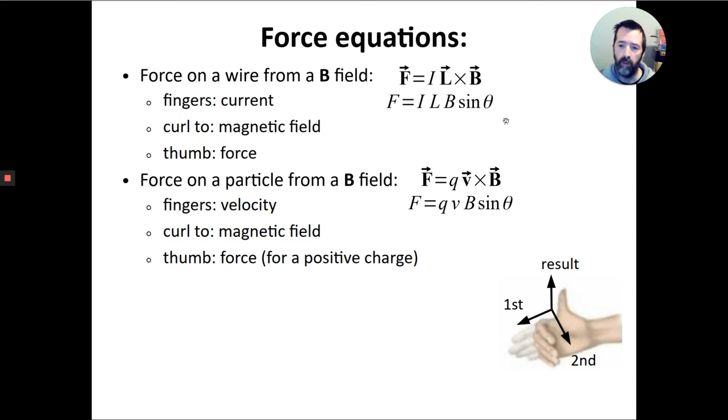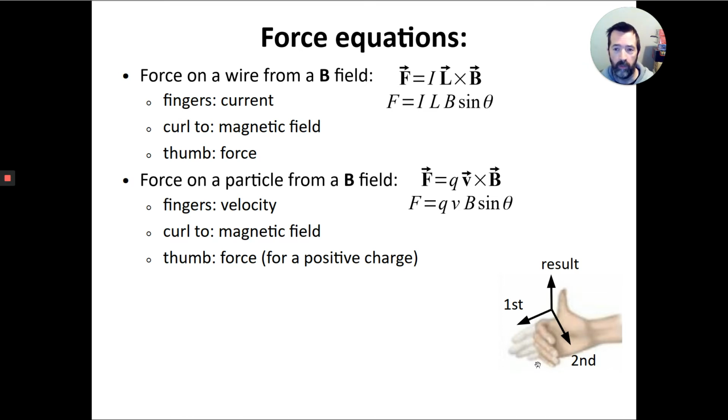And the other thing I want to point out is that notice these equations both have this sine theta. And again, theta is the angle between the first and second vectors. And the diagram drawn here, that's 90 degrees, basically. Sine of 90 degrees is 1. So if those two vectors are perpendicular, that is when you get the maximum possible strength for the force. 1 is the maximum value for sine. So if the sine is equal to 1, you get the biggest force that you can get.